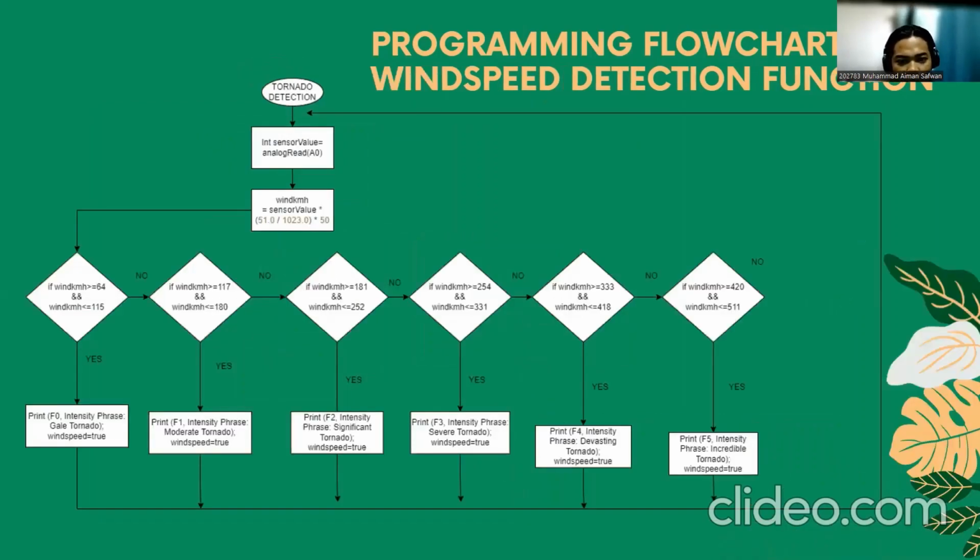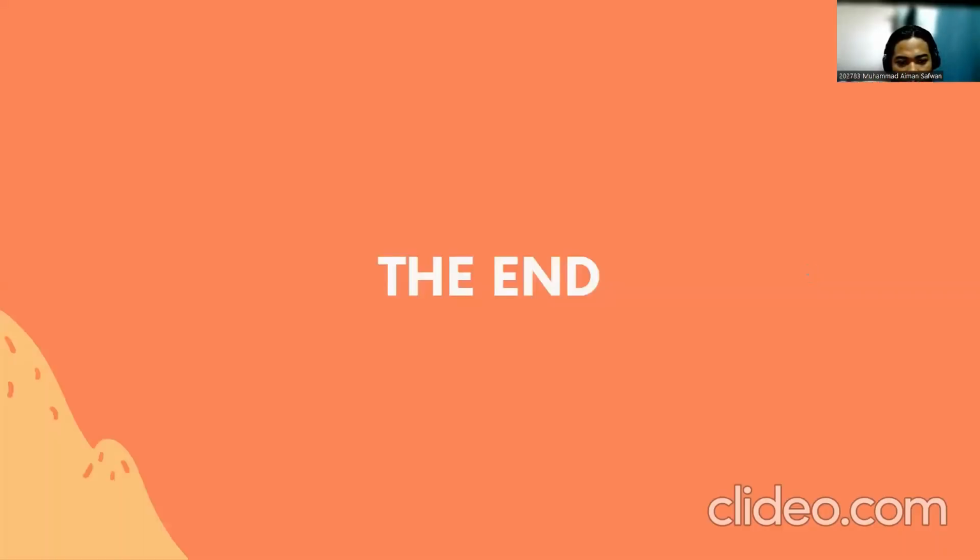This is the programming flowchart for the wind speed detection function. As I mentioned before, the wind speed is measured based on the National Weather Service. If all the conditions return true, it will send to the ESP32 for further checking of any false alarm, and if all three sensors are true, it will turn on the siren. So the next one. That's all from us. Thank you.